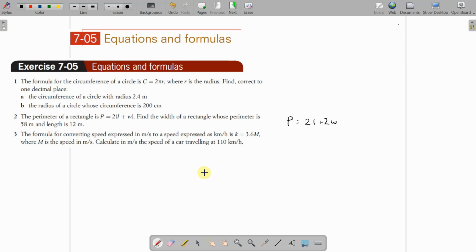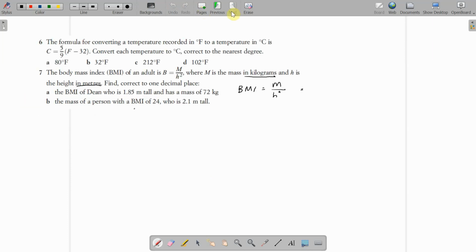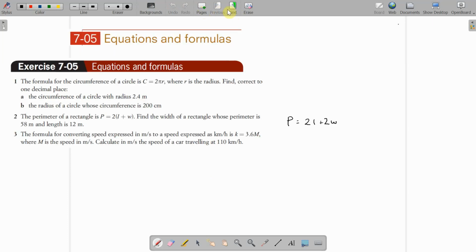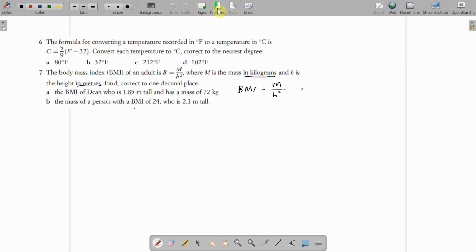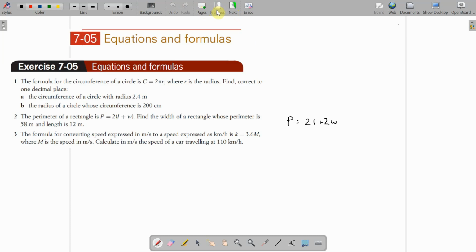So what I've done here is put the textbook questions 1, 2, 3, 6 and 7, and I'll walk you through how you do each one of these. Sometimes it's just putting a number into the right part of the formula, and sometimes we have to rearrange things a little bit. So I'll be helping you with that as well. Okay, so let's have a look at each one in turn.